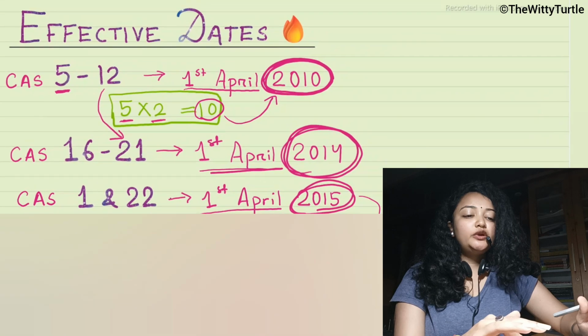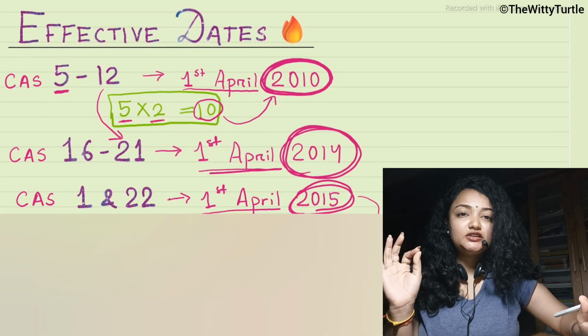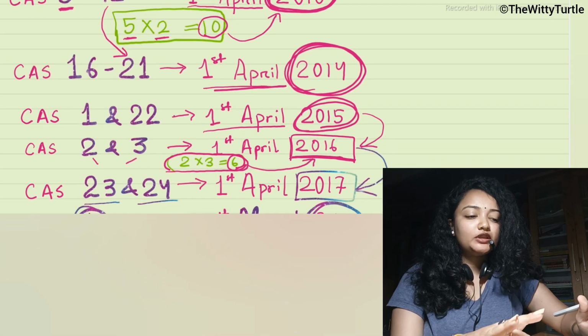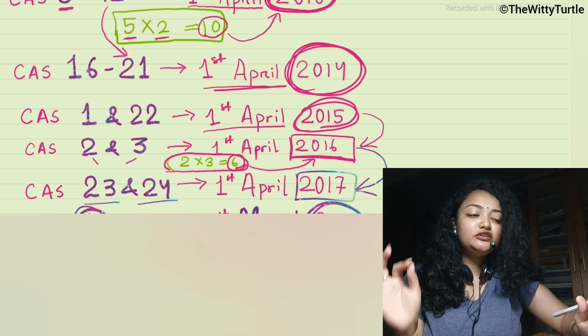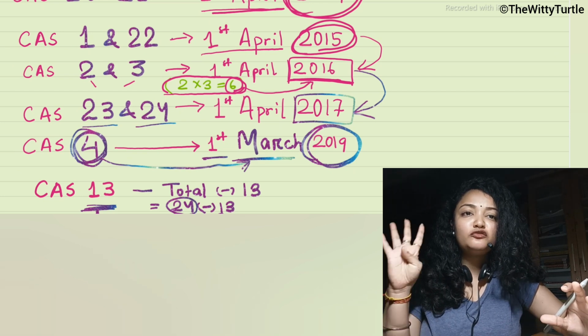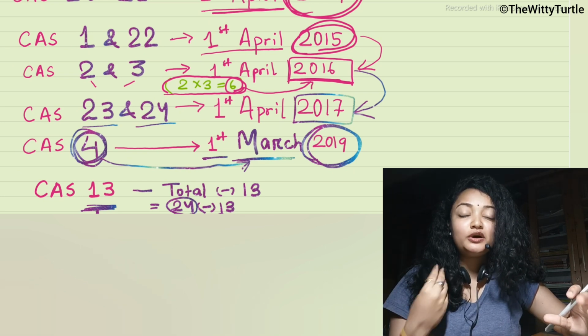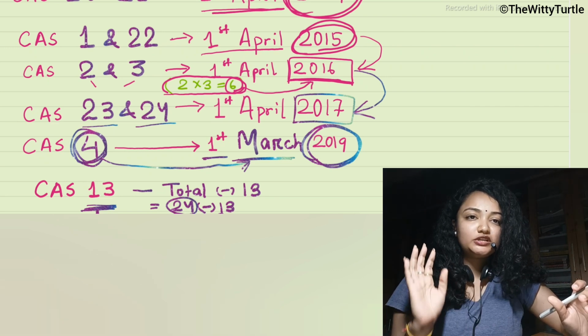Okay, now let's do a quick revision of the effective dates, which is 5 to 12. It is 2010. Why is it 10? 5 into 2, 10 हो गया. ठीक है? Then we have 16 to 21. That is your 2014. 1st April 2014. I'm not telling you April or March because March is only on 4th, because 4th is my date of birth and I am very unique. So only CAS4 has 1st March 2019.